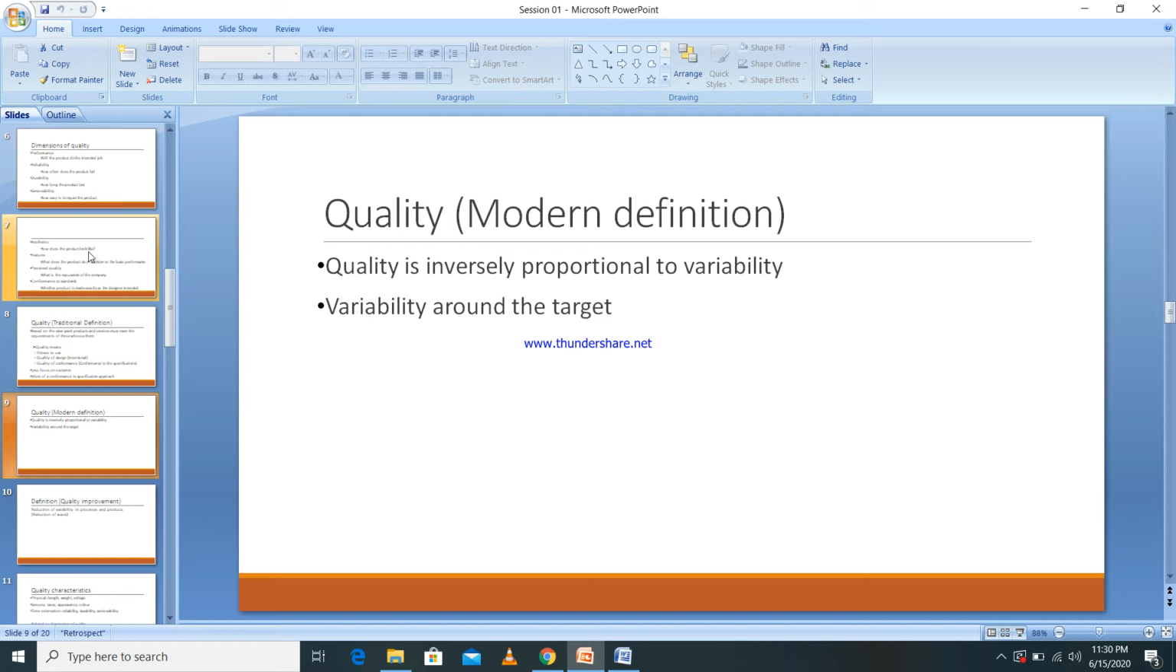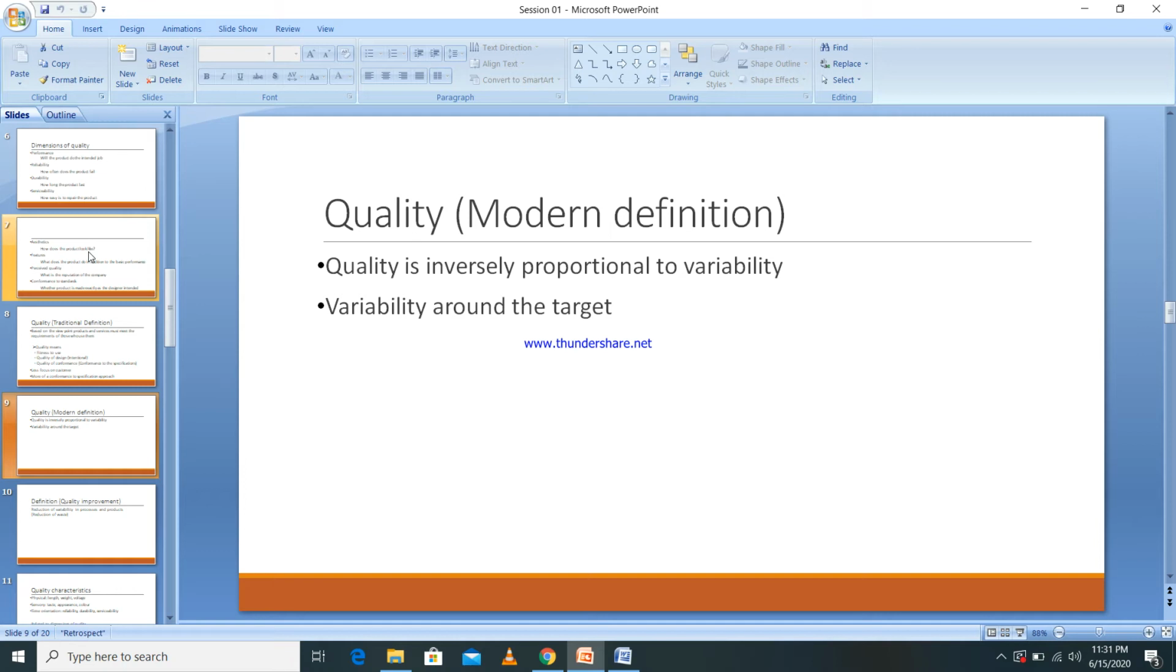So as for the modern definition of quality, quality is something which is inversely proportional to variability, right? So what is this variability? Variability around the target. So when it comes to the modern definition, we say that quality is inversely proportional to variability. That is, if the variability is high, quality is low. If the variability is low, quality is high. Likewise, quality and variability go inversely to each other, right?